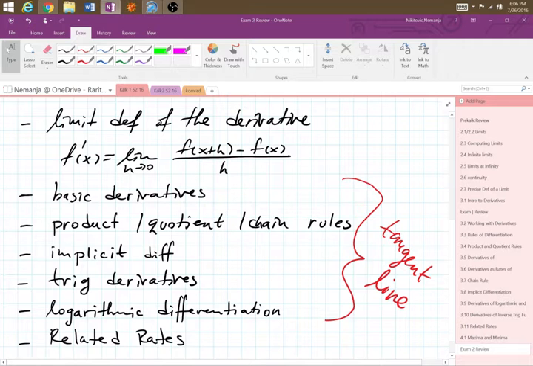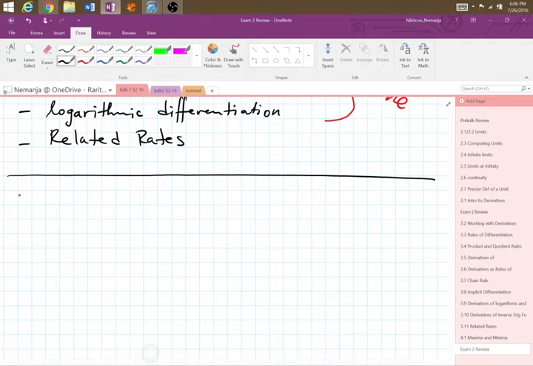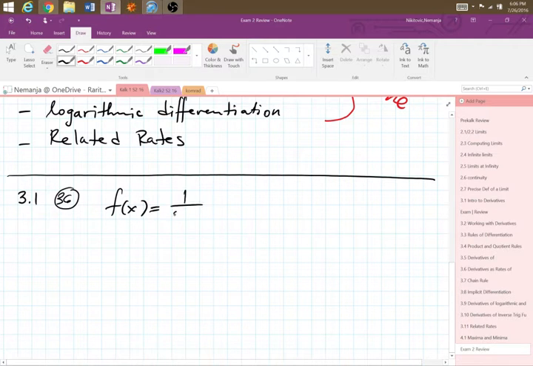So what are we supposed to do? Use the definition to find the limit, to find the derivative? Is that true? Yeah. 3.1, problem 36. Function f of x is given to us as 1 over 3x minus 1. A equals 1, that smells like a tangent line.